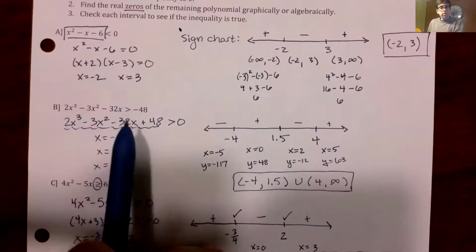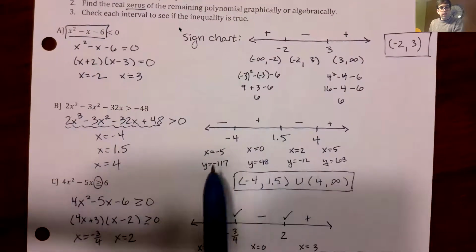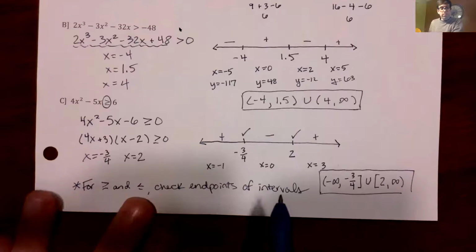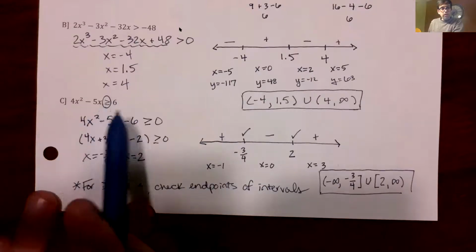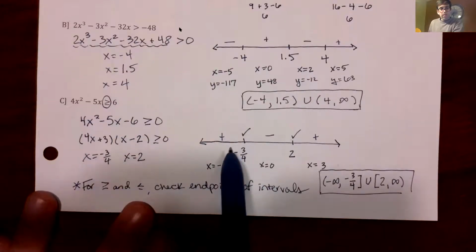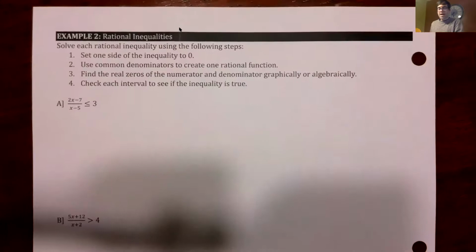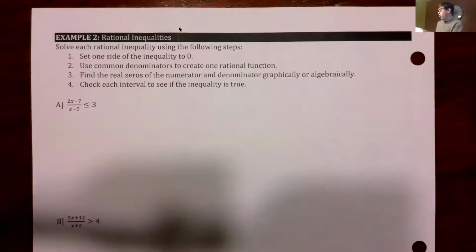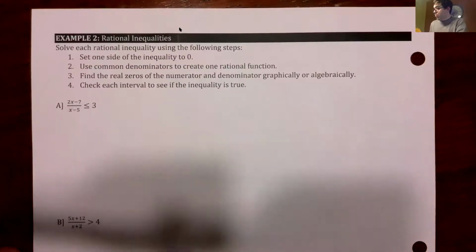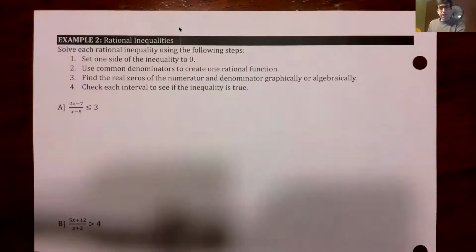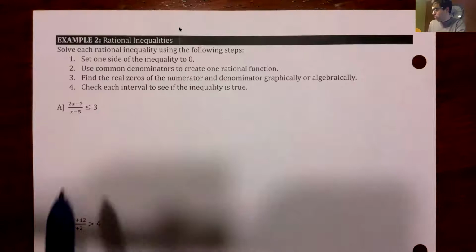Remember, for the first 2, we just had less than or greater than, so we didn't really care about the endpoints of the intervals. For letter C, if it's greater than or equal to, now we have to check the endpoints to see if they're included. Let's flip over to the back. Example 2, rational inequalities. This time we have 4 steps. Step 1, set one side of the inequality to 0. So that step is the same as we had for the polynomials.